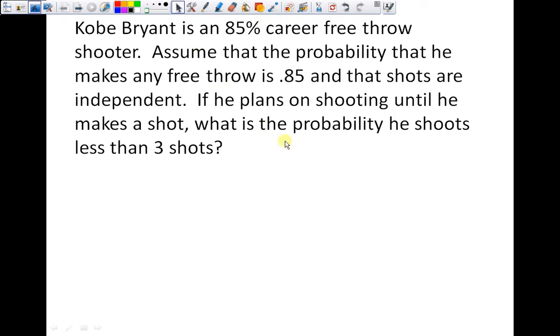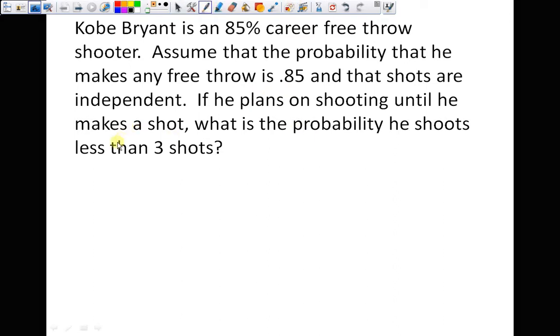Same setup. It says if he plans on shooting until he makes a shot, what is the probability he shoots less than 3 shots? So again, we're kind of testing our wording here. Less than 3 shots, what does that mean? That means 1 or 2. He either shoots 1 shot or he shoots 2 shots. Notice that he can't shoot 0 shots. We had 0 for the binomial distribution, but 0 doesn't make sense in the geometric distribution. This is the first try. He gets his first success on the first try. He gets his first success on the second try.